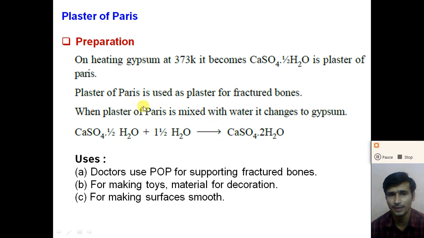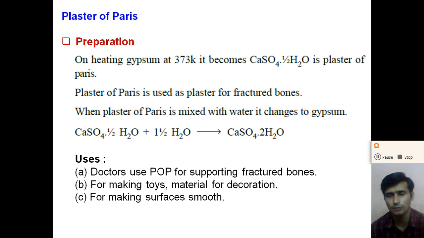So plaster of Paris is used as a plaster for fractured bones, right? When plaster of Paris is mixed with water, it changes to gypsum, right? So if gypsum is heated, we get plaster of Paris, and when plaster of Paris is mixed with water, we get gypsum back, right?